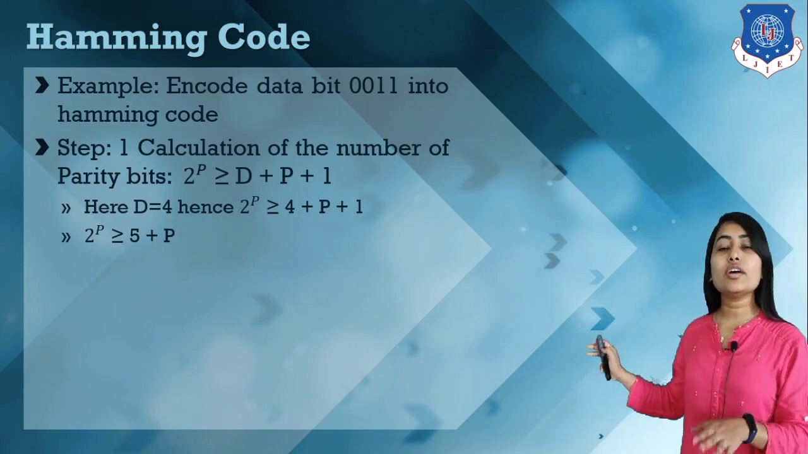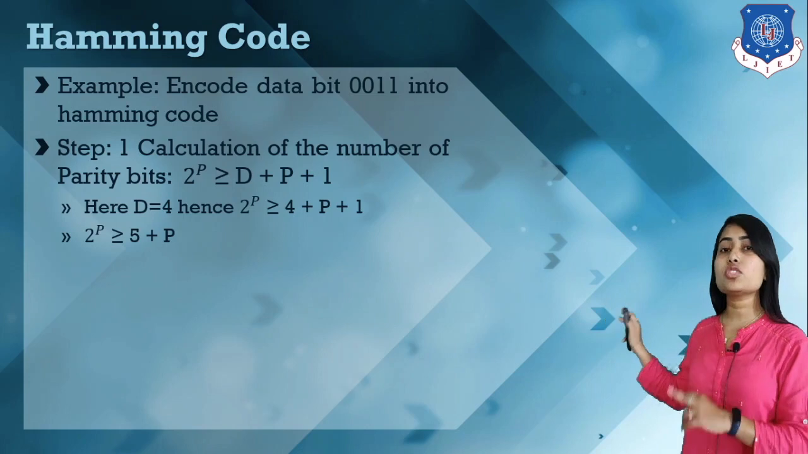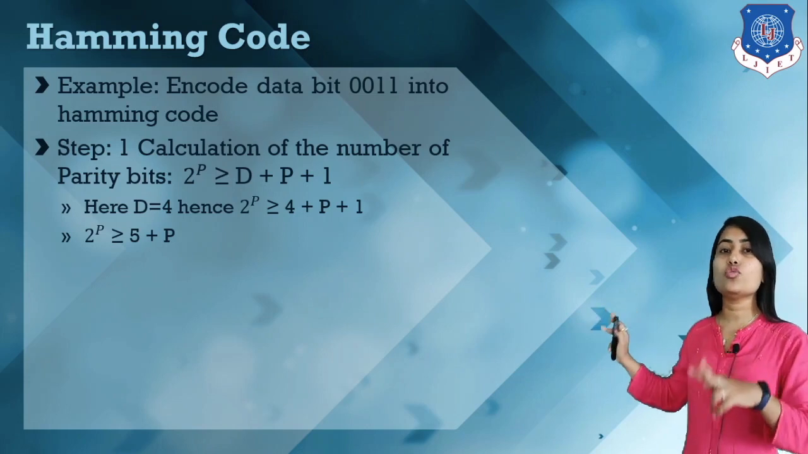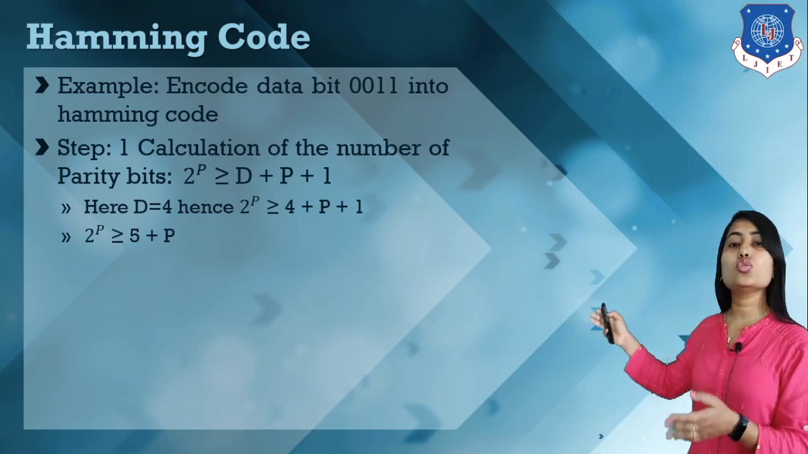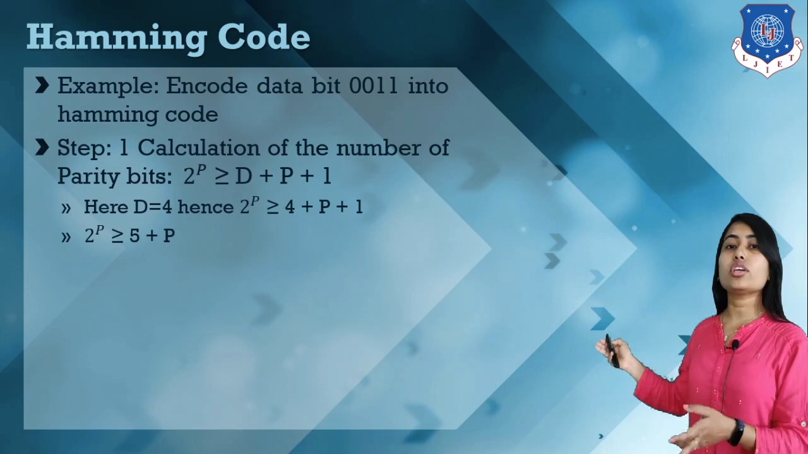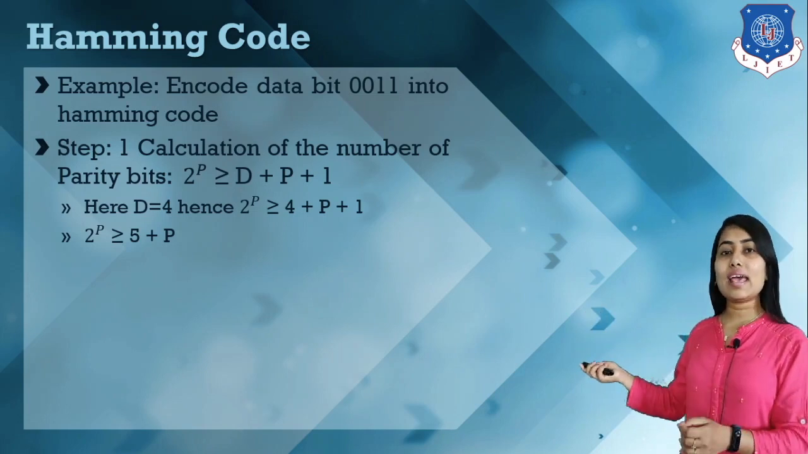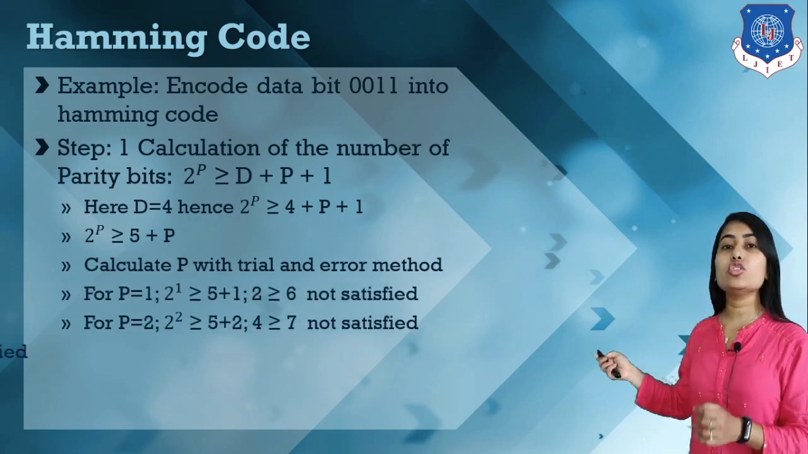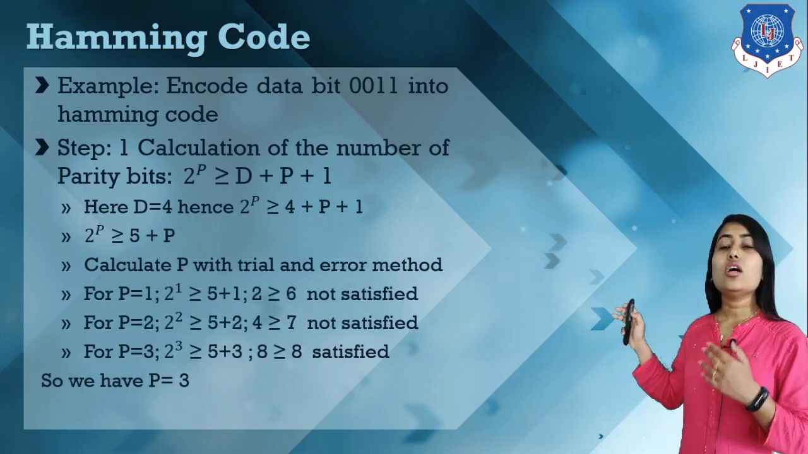Here we have the equation 2 raised to p greater than or equal to d plus p plus 1. Now, d is equal to 4. If we simplify, we have 2 raised to p greater than or equal to 5 plus p. So here we have this kind of inequality, and using the trial and error method we can calculate the exact value of p.